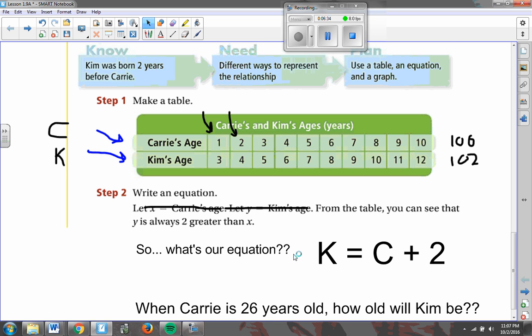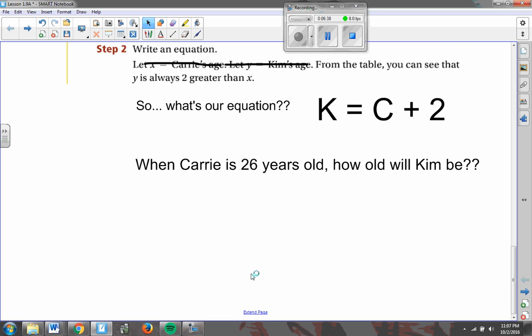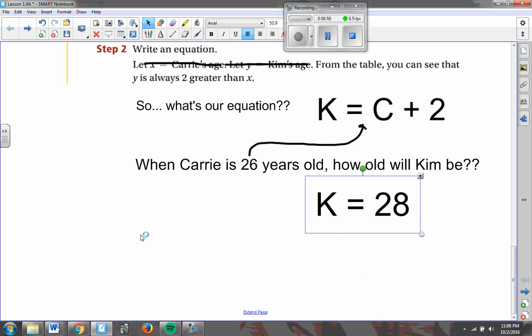Okay? And then we can obviously ask ourselves questions about that equation. Like the question, when Carrie is 26, how old will Kim be? Well, we just have to take the 26 and say that's how old Carrie is. Plug that in here. 26 plus 2 would make Kim be 28.